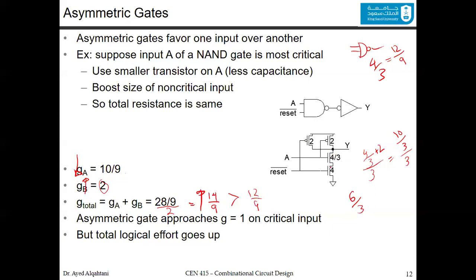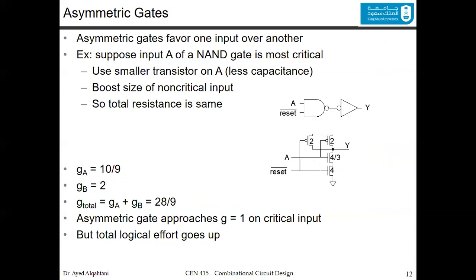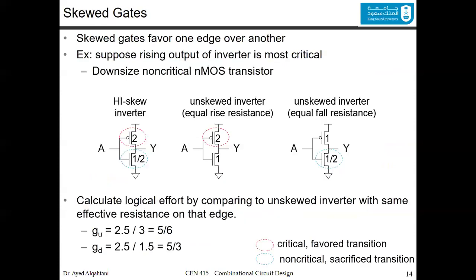Now, the thing about the whole asymmetry here: how much are you supposed to lower this transistor? How much are you supposed to increase this transistor? There is a lot of talk about this, and there are many ways to do it. But the most important one is actually the skewed gate. You have a similar idea, but now we are favoring one transition over the other, not an input. The transition itself we favor.